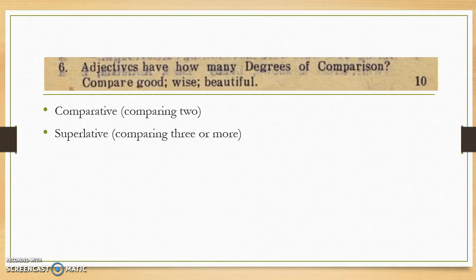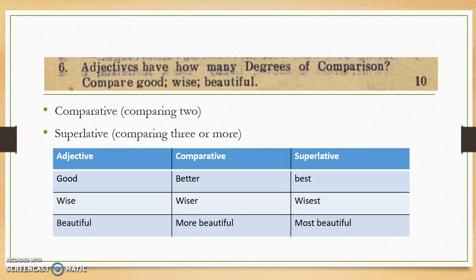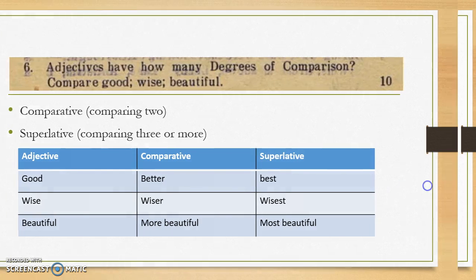Question number 6, adjectives have how many degrees of comparison? Compare good, wise, and beautiful. So you've got an adjective, and then you've got the comparative where you're comparing 2 nouns, and then you've got the superlative where you're comparing 3 or more. So let's have a look at the examples here. Good, better, and best. So I am better than you, I am the best out of everyone. Wise, wiser, wisest, beautiful, more beautiful, and most beautiful. And if you're unsure of the rules for that, then buy my book.